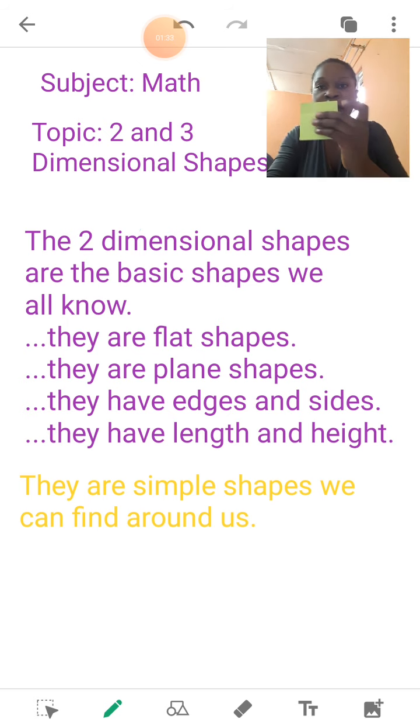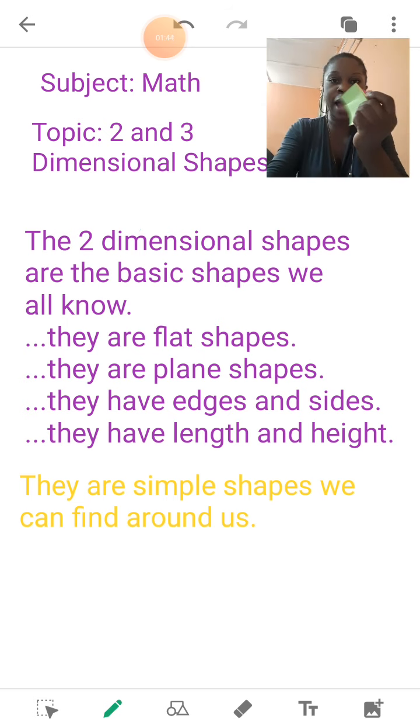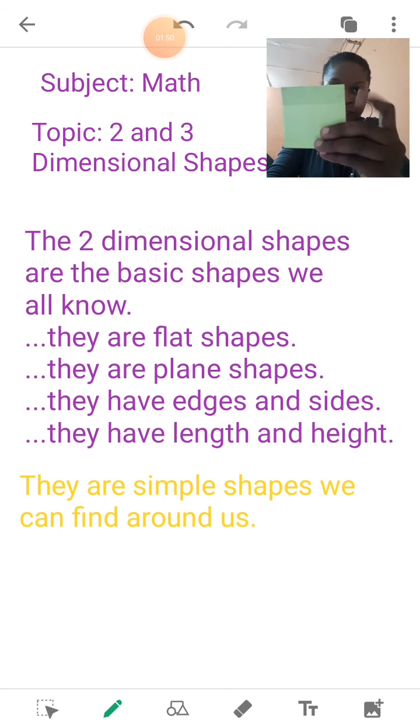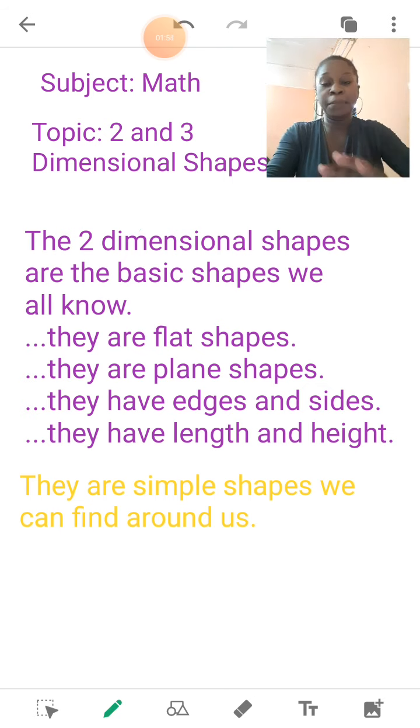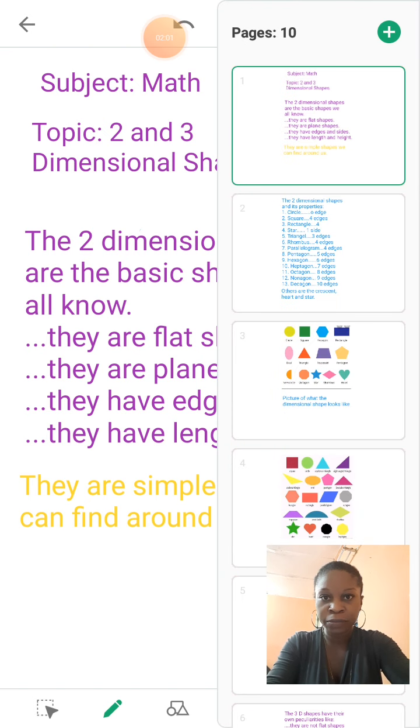This is what I call edges. This is an edge. This is an edge. And this is flat, something that is flat. You can place it. So this is edge. This is flat. This is side. Look at my finger. Side. Edge. Flat. Good. And they are plane shapes. They are simple shapes we find around us. Now let's take a tour of these shapes.